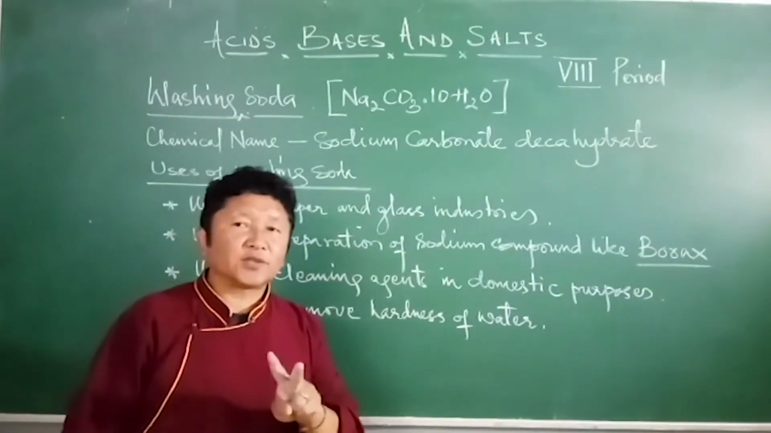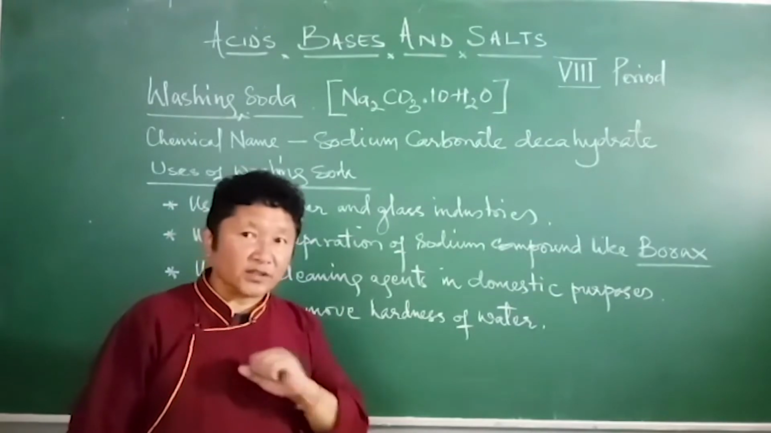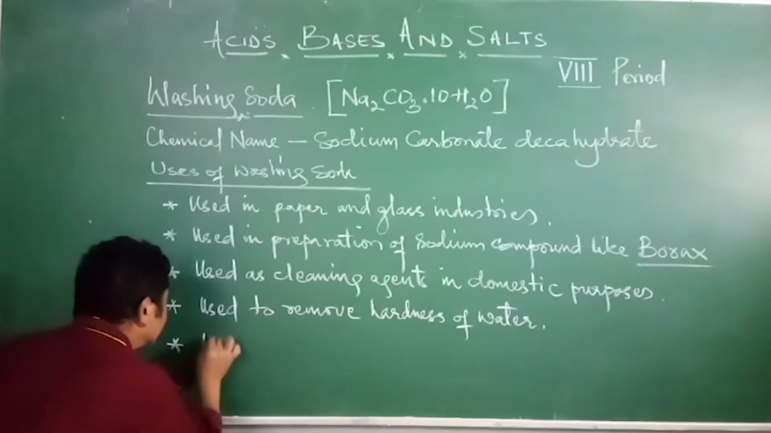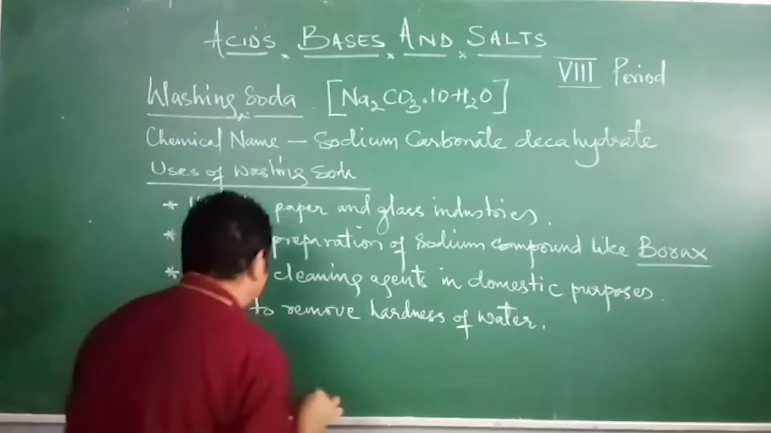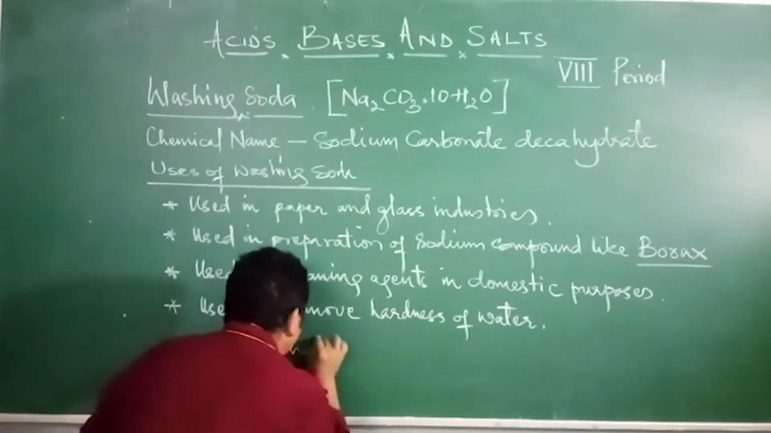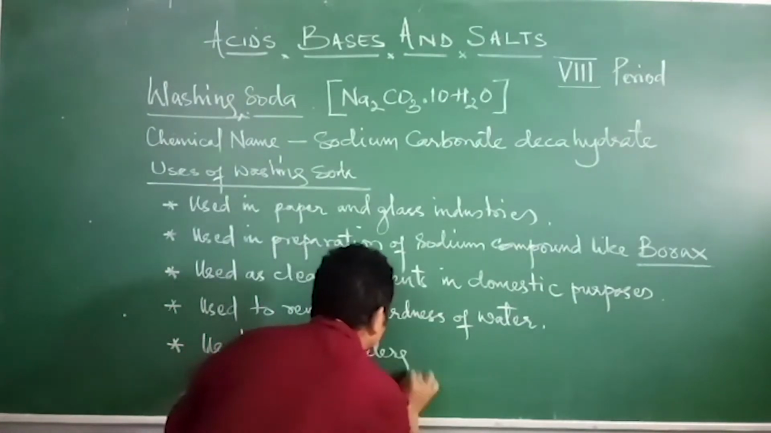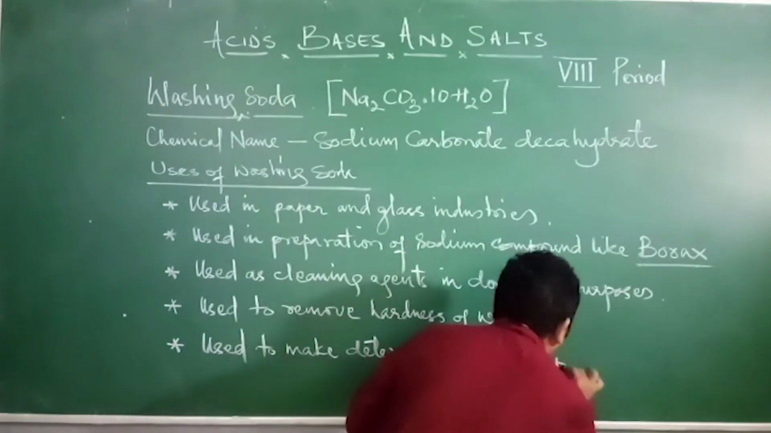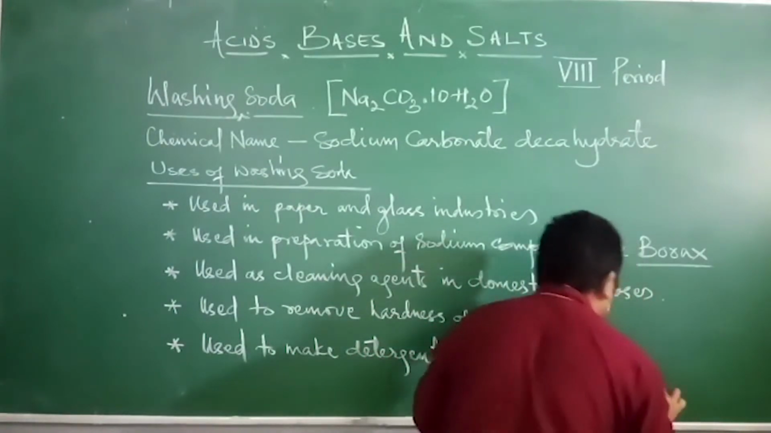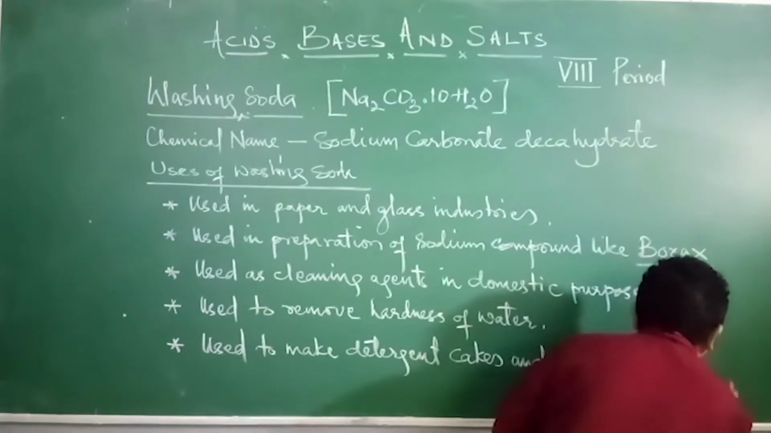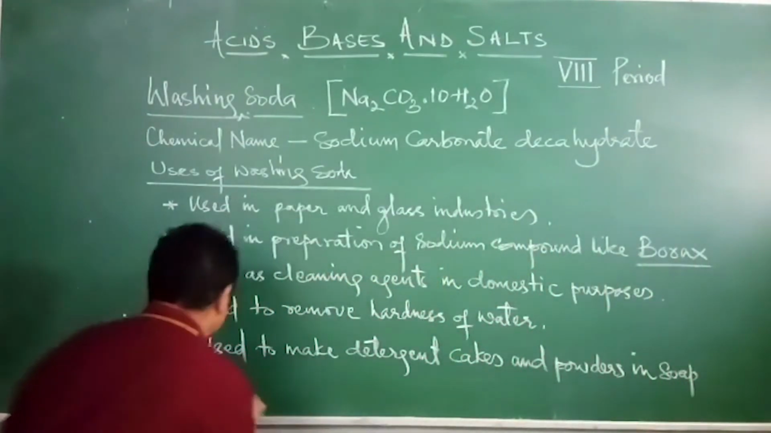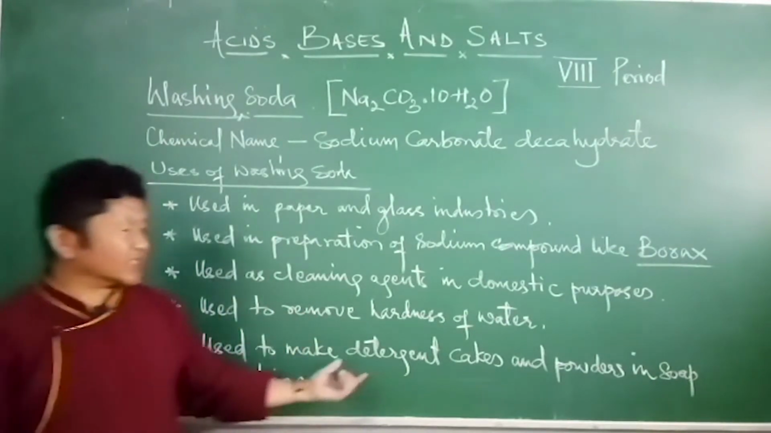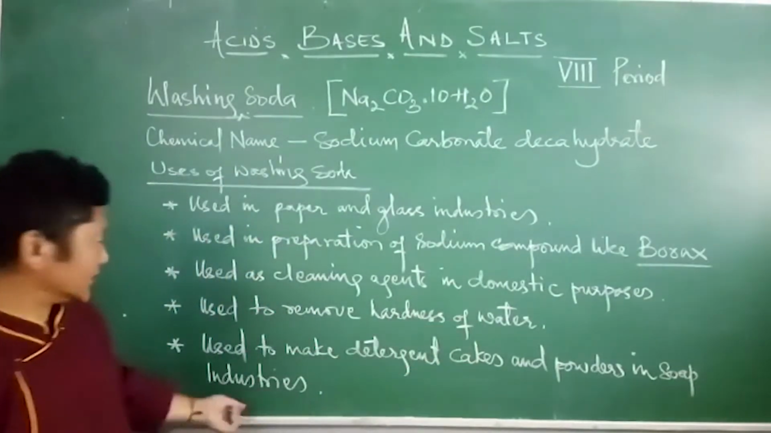Water is of two types, hard water and soft water. Hard water is softened by using washing soda. It is also used to make detergent cakes and detergent powders in soap industries.